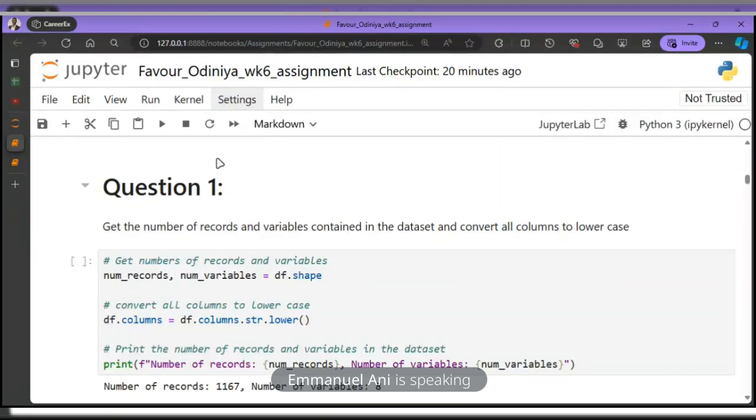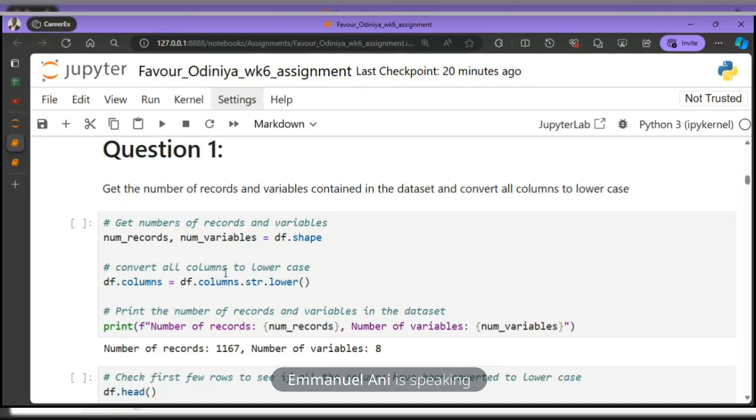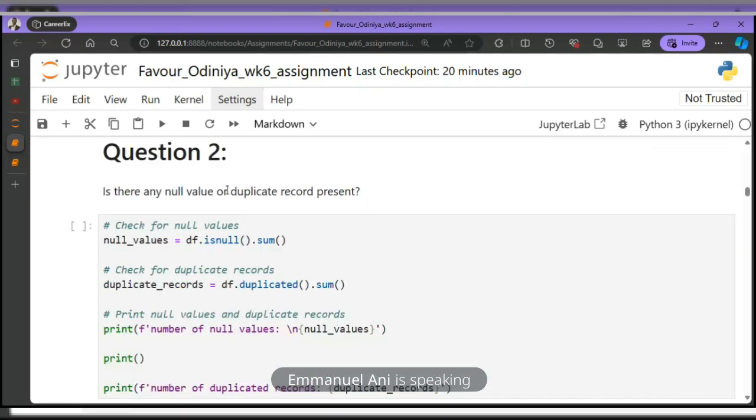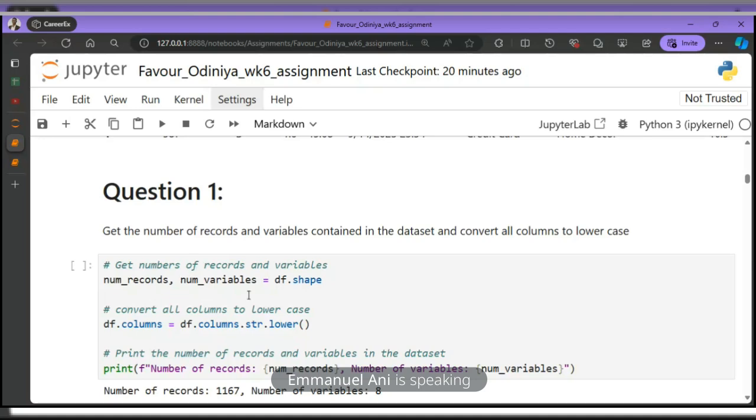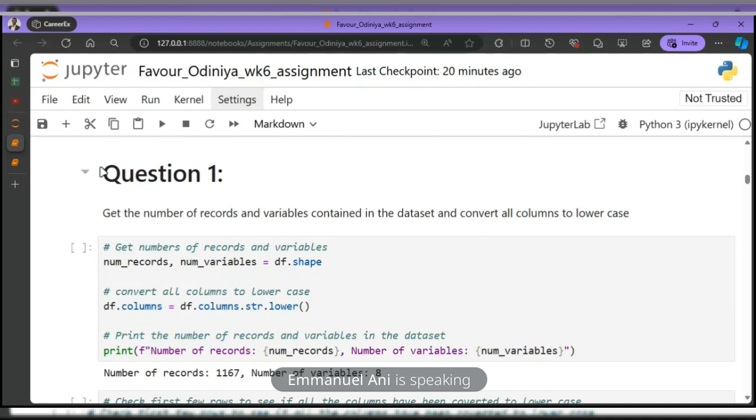So some persons didn't even include the question before the answer. They just did the answers like that. I don't understand how you want me to be able to look through and understand which answer is for which question. No, no. So you have to do it like this. You have to write out the question first and then the answer in your code.